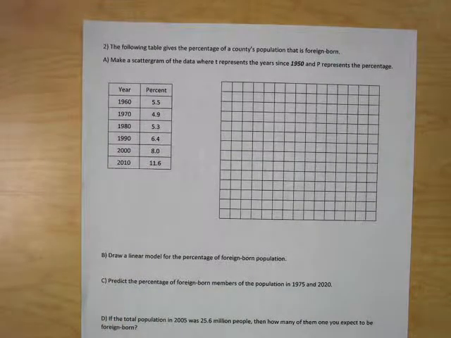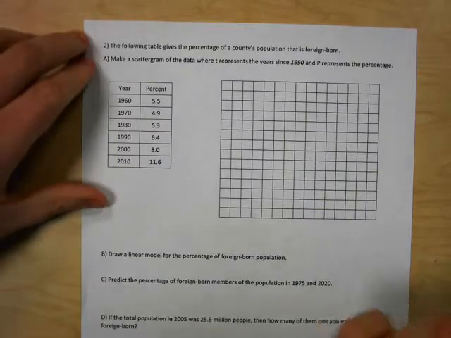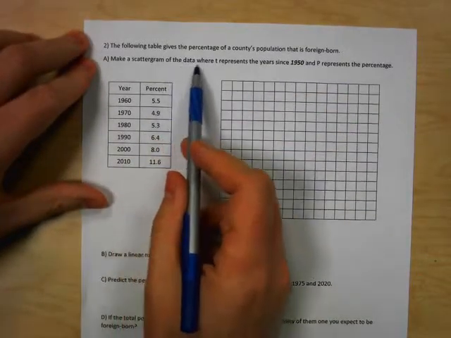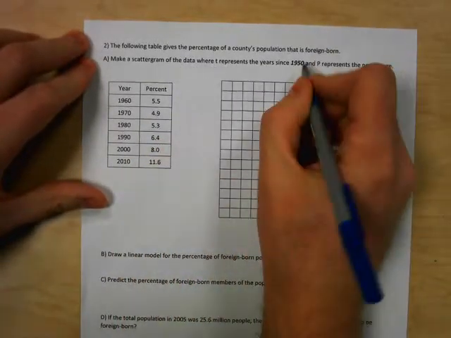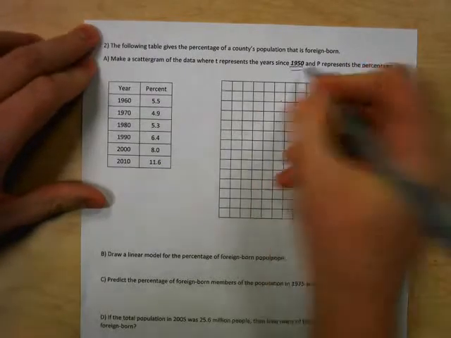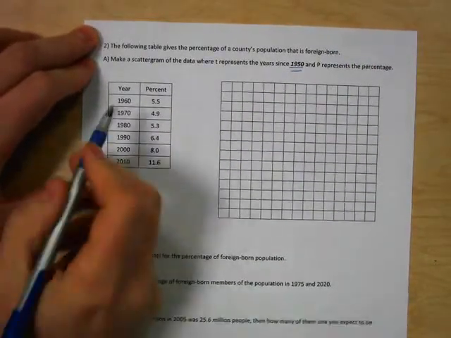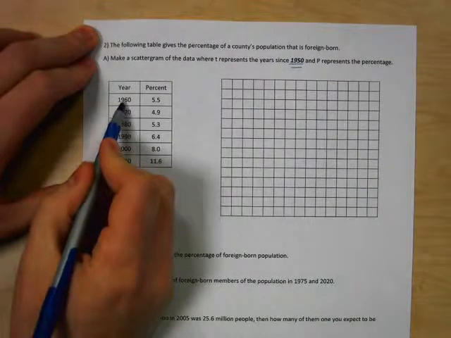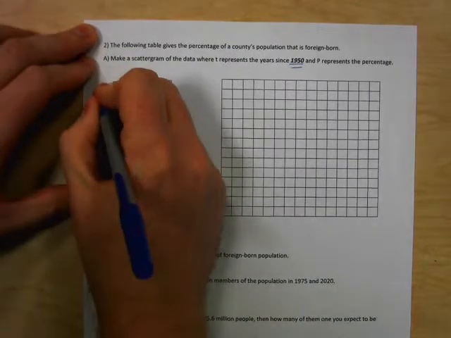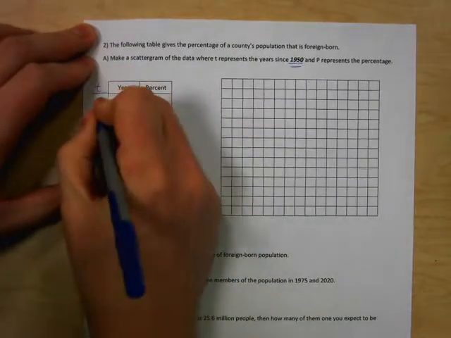I give you a table that represents the percentage of a country's population that is foreign born. One thing I'll make sure you pay attention to here, you want to do a scattergram of the data where T represents the year since 1950 and P represents the percentage. When you look at the table here, notice that we give you 1960 to start with. So when you look at your T values, that first T value is going to be 10.